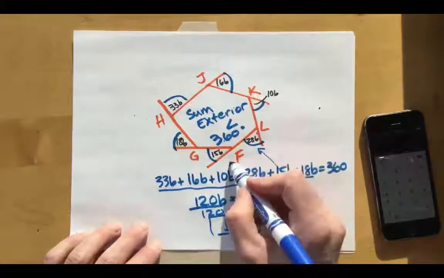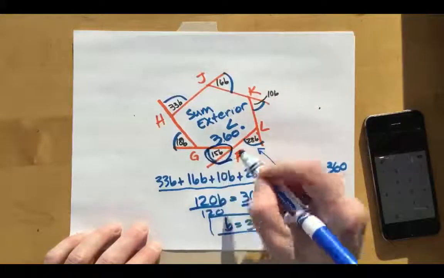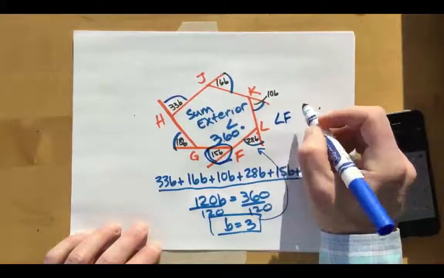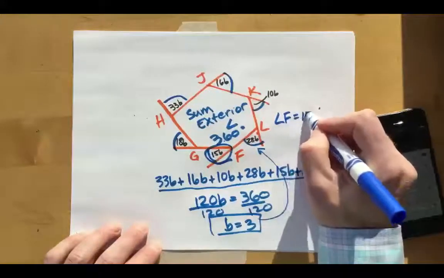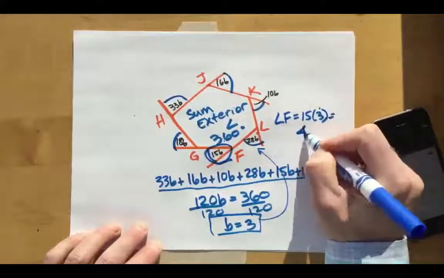For example, if I wanted to find the measure of the exterior angle here at F, then the exterior angle at F would be 15 times 3, which is equal to 45 degrees.